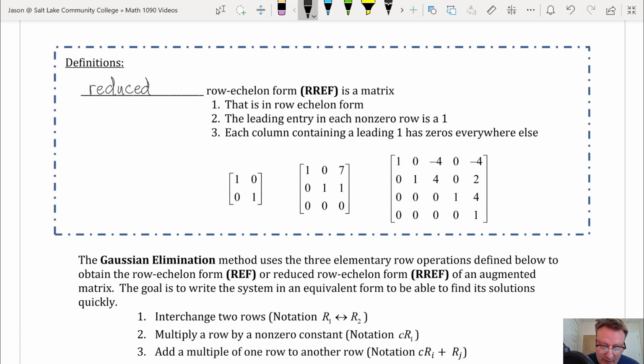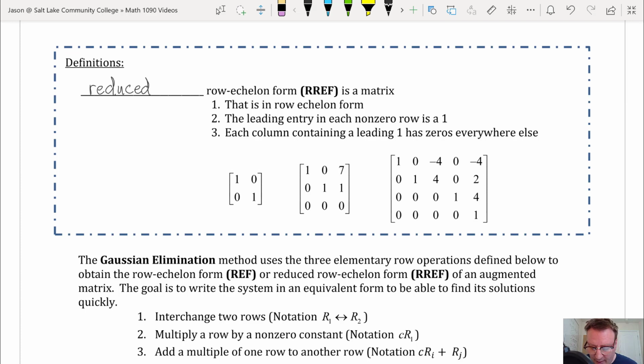Notice that this entry right here is a 1, but it's not a leading 1. When we talk about leading entries, we're talking about the first non-zero entry for a row. We're always talking about rows when we talk about leading entries.